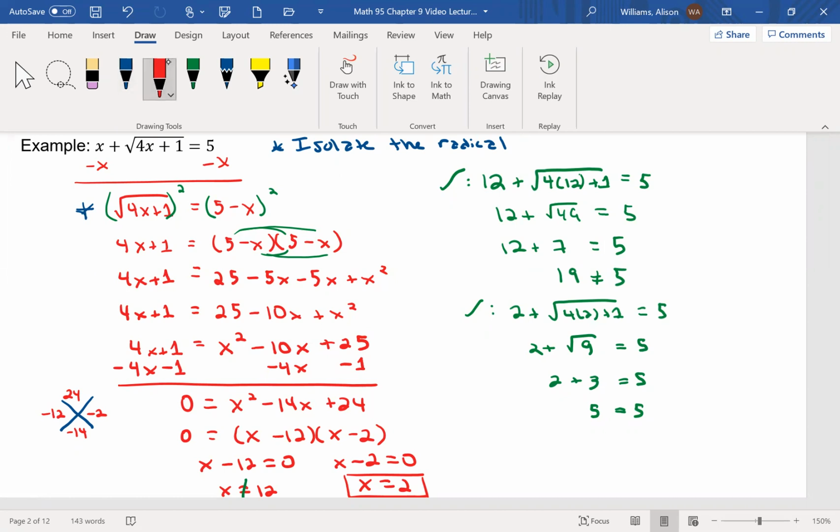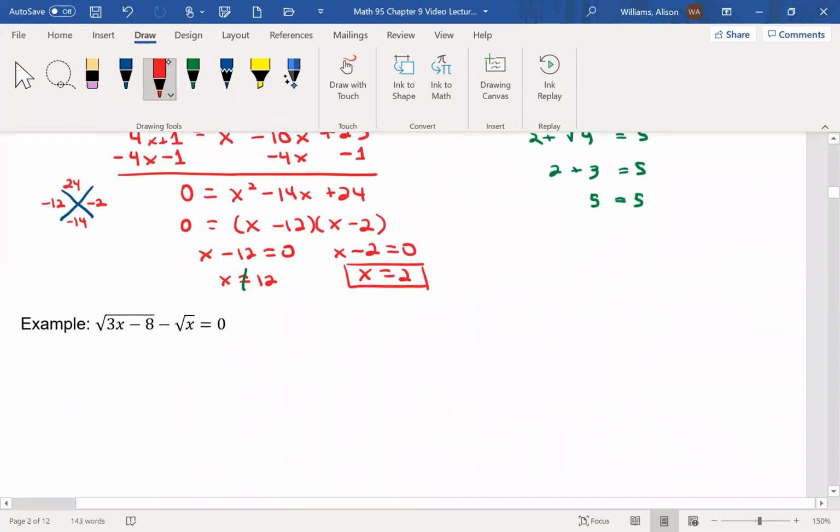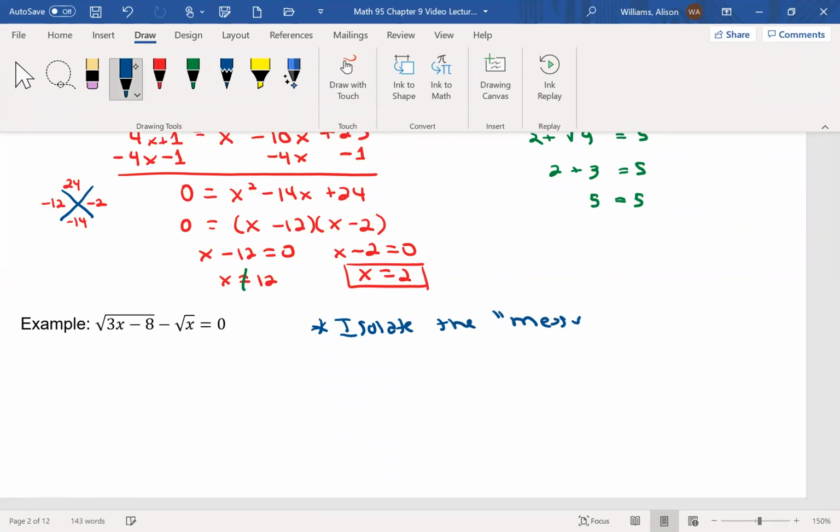Okay, let's try one more, or actually I think we have a couple more here. So for this one, we have two radicals, but I notice that on the right side, I just have a 0. So it's always smart when you have two radicals to isolate the bigger radical, the one that's messier. Okay, that's the general rule we'll go with. We're going to isolate the "messy radical." That's the general rule we'll use.